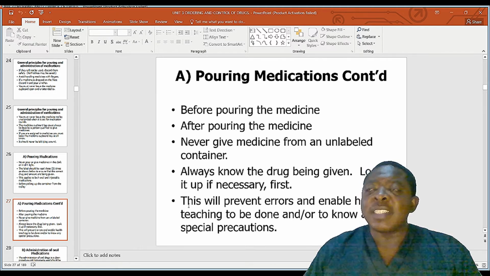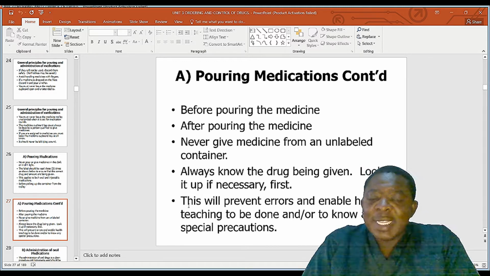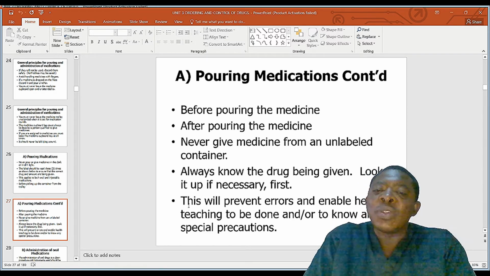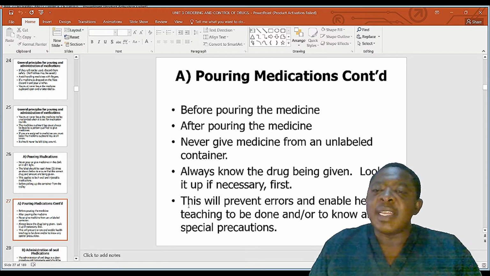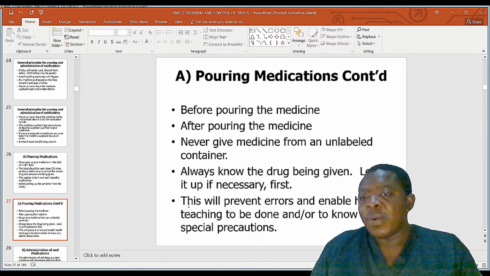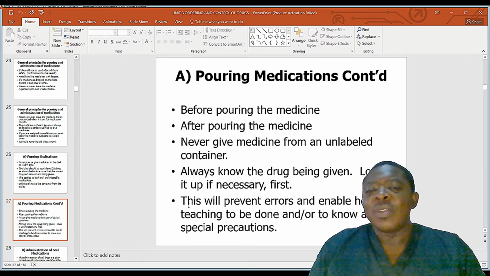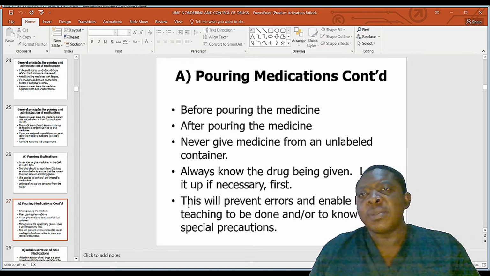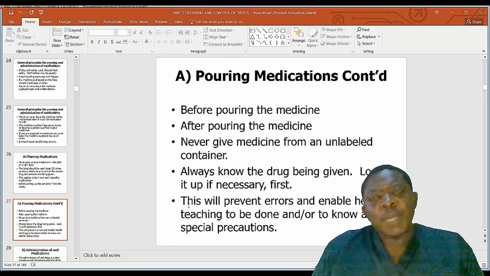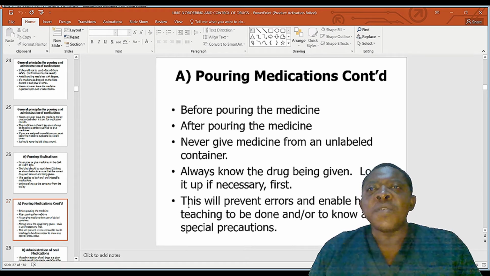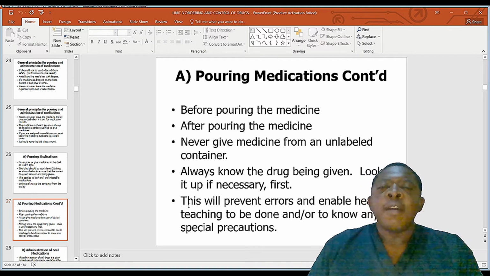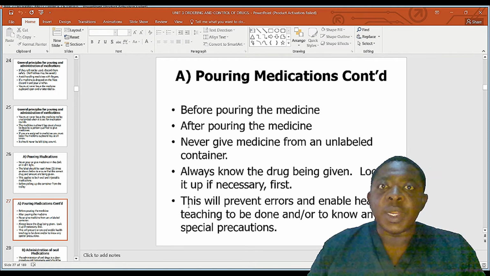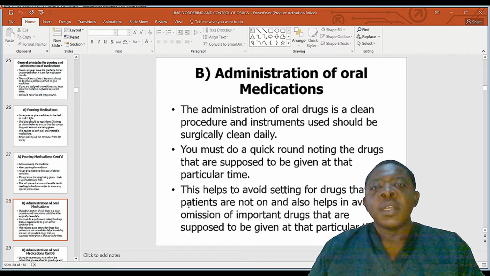When you're giving drugs, read more about the side effects. You should have knowledge about the drug that you are giving. Don't give a drug you do not have knowledge about, because you won't know how to counter the side effect. This will prevent errors and it will enable health teaching to be done or special precautions to be known. If the drug turns the urine yellow or orange, you need to explain to the patient. If it changes the smell of the urine, you need to explain to the patient because the patient might think the condition has become worse. That's why you need to know more about the drug that you are giving for health education purposes.